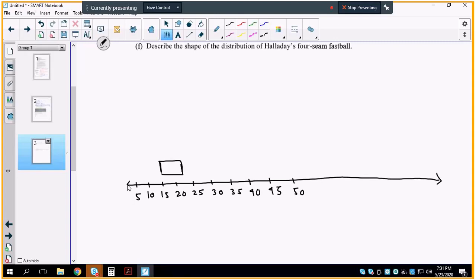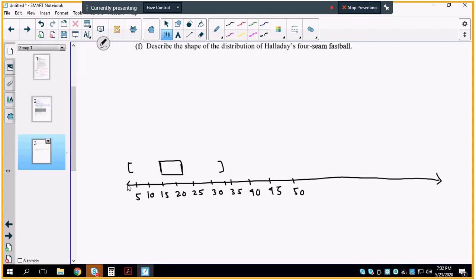So the lower bracket is going to be the lower fence, which is 3.75. So it should be here. And the upper fence is 33.75. So it should be somewhere here. That's the upper fence.